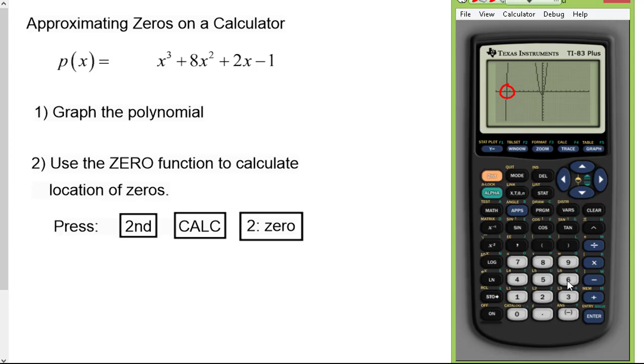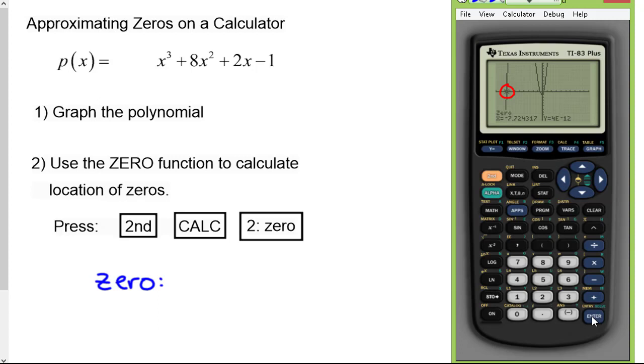So let's do second in calc and 0. Now it wants a left bound, right bound, and initial guess. So my left bound, I'll say -9. My right bound I'll give as -5. And the guess, say -7. And then it calculates it, and there's my 0.